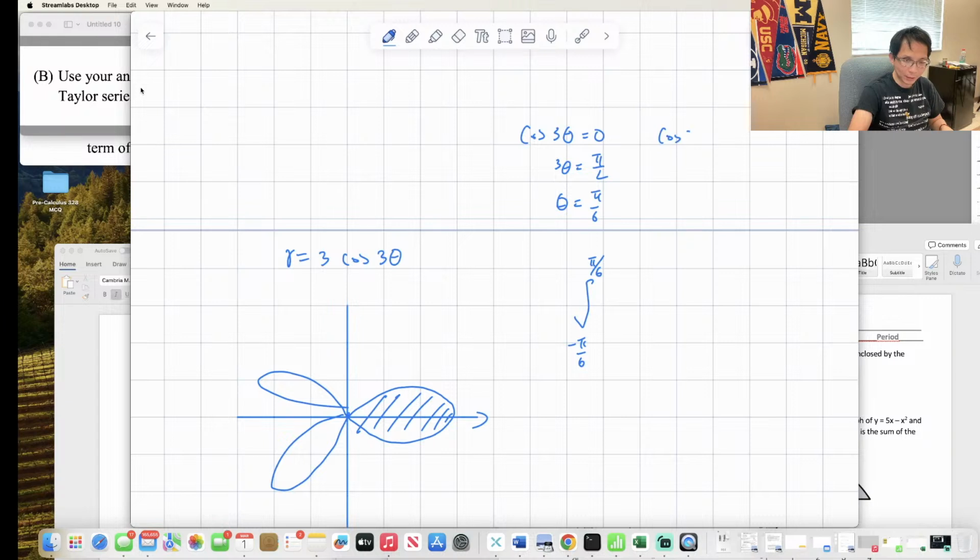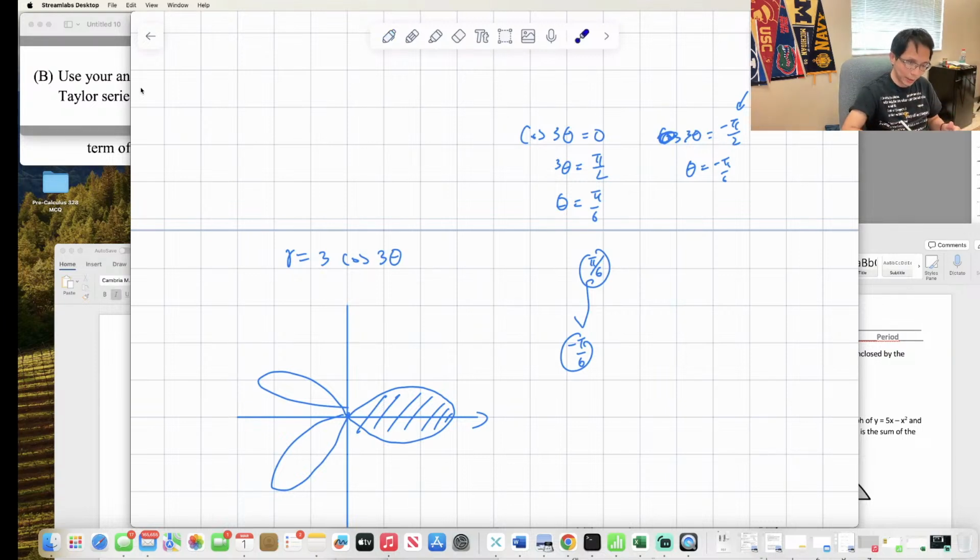Well, cosine of 3 theta is equal to 0, so 3 theta is equal to negative pi over 2. Why do I do negative pi over 2? Because I can go backwards. So that's going to be theta equal to negative pi over 6. That's why I picked those two values. Now, can you pick a different value and get the same answer? Yes, absolutely. You can pick 3 pi over 2 for this part. You should get the exact same answer, because that's just the next paddle.